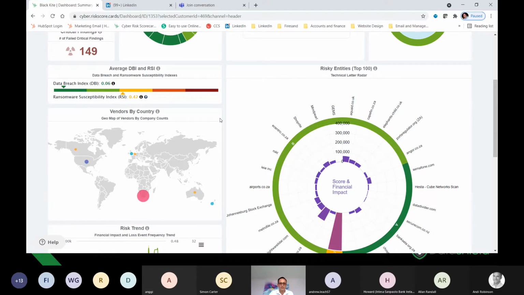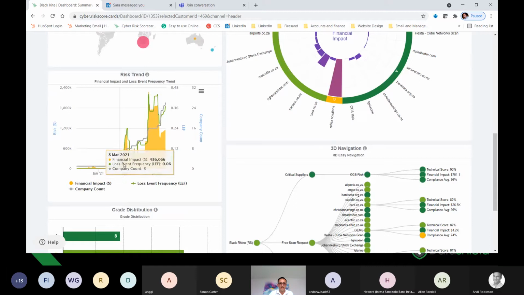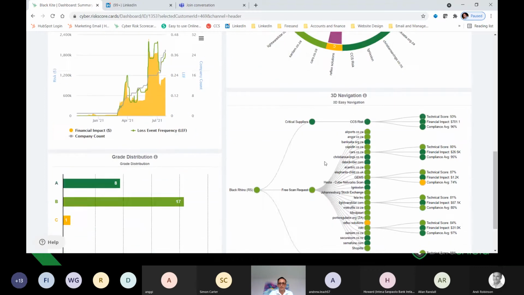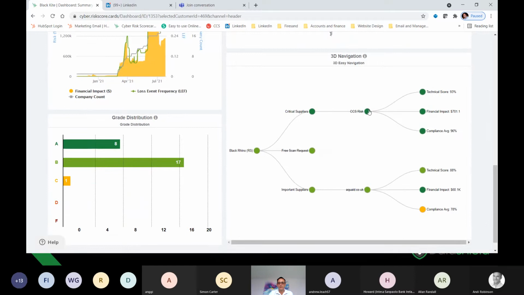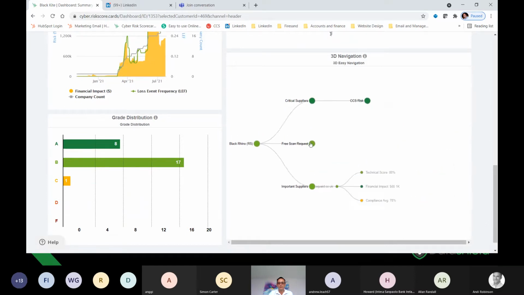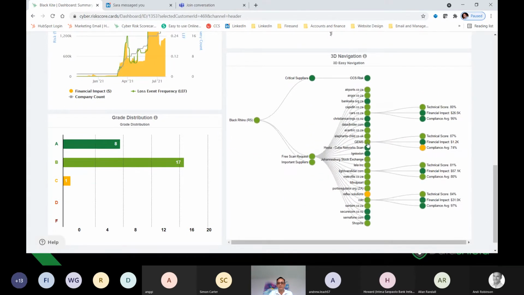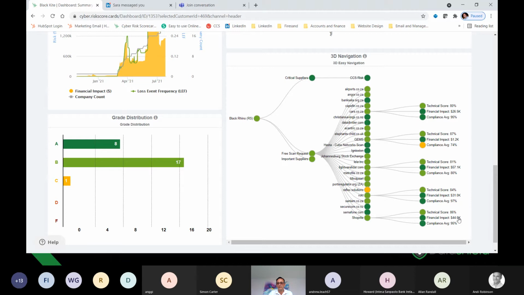You can look at the risk trends, how your business is going. How has your financial impact increased over time? That might be purely because you've added more suppliers into the platform, or it might be that the risks have actually increased for that supply chain. You've got a very nice, simple 3D navigation here where you can start to drill down into looking at different organizations. I can look at the free risk scans we've done for organizations, look at their technical score. Let's have a quick look at them: 86, 44,000, and their compliance rating of 96%.